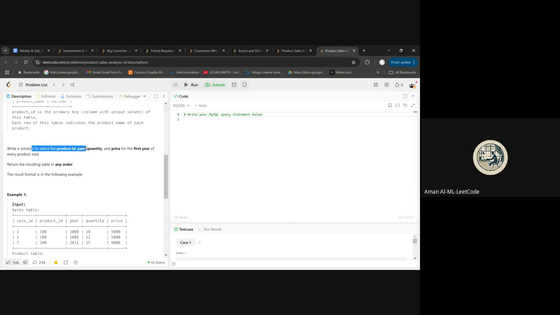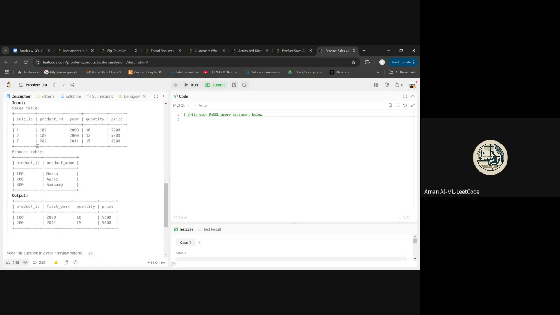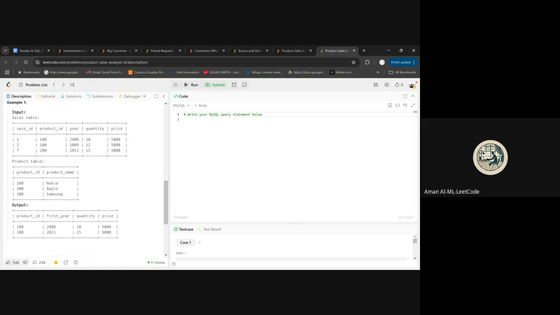Select product ID, year, quantity and price for the first year of the product ever sold. Okay. तो थोड़ा सा इंटरेस्टिंग है यहाँ पर. What it says is we are given the sales table, we are given this products table. Okay. And then sales are going to happen on same product, but for the next year too. So this is the same product in 2008. This is the same product in 2009. Okay. We have to return what was the first year quantity and price.